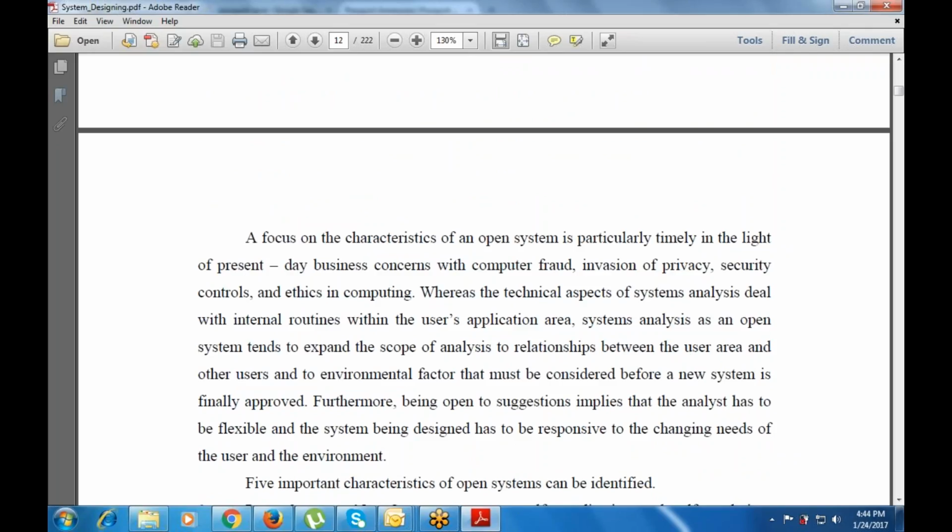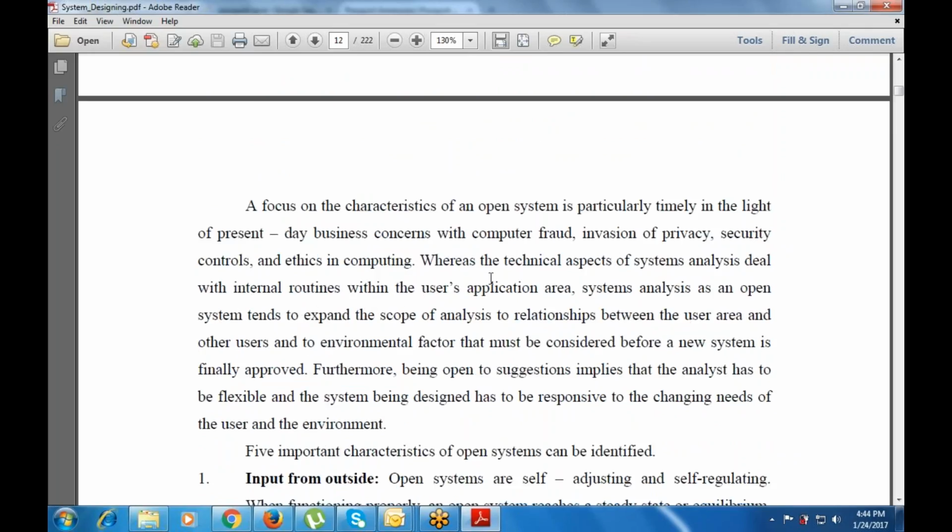The focus on the characteristics of an open system is particularly timely in light of the present-day business concern with computer fraud, invasion of privacy, security control, and ethics in computing. Whereas the technical aspects deal with internal routine activities with the users, application area, and system analysis, an open system tends to expand the system to involve the business area, the user area, and other environmental factors that must be considered before a new system is finally approved.